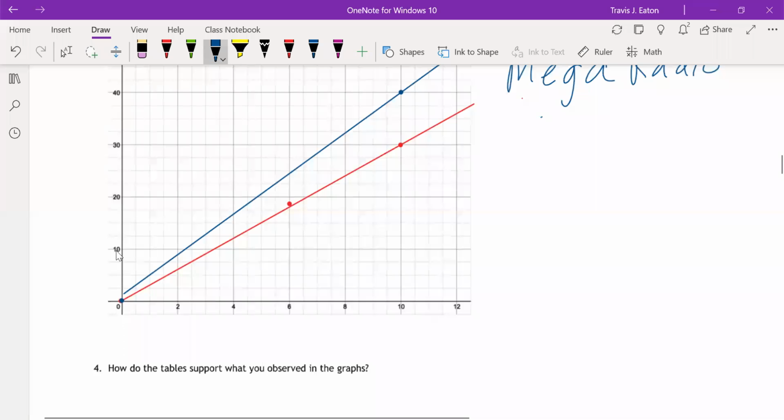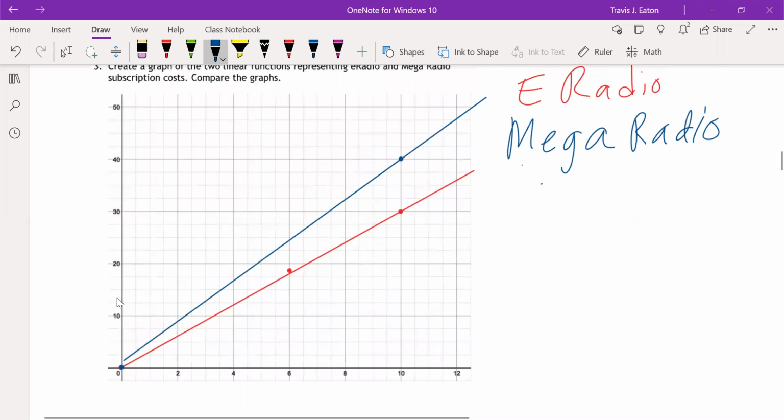And of course, when we compare the graphs, it's fairly easy to see which of these is going to be the best deal, if you were going to purchase one or the other. The mega radio line is steeper, meaning that it obviously costs more, and the e-radio line is less steep, so it would cost less per month.